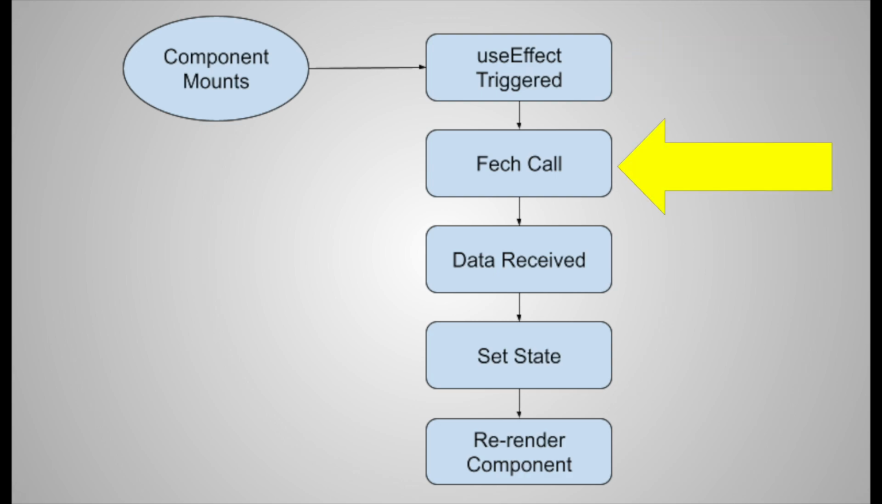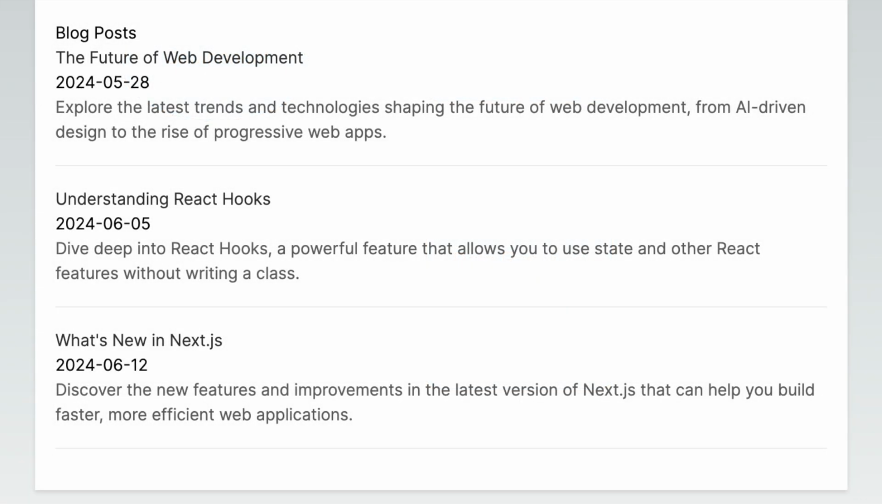This is where we trigger the fetch call to retrieve our blog posts from the JSON file. The fetch call is sent out, and once the data is received, our setPosts function updates the posts state with this new data. This update causes our component to re-render. And just like that, our page dynamically displays the content based on the fetched data.